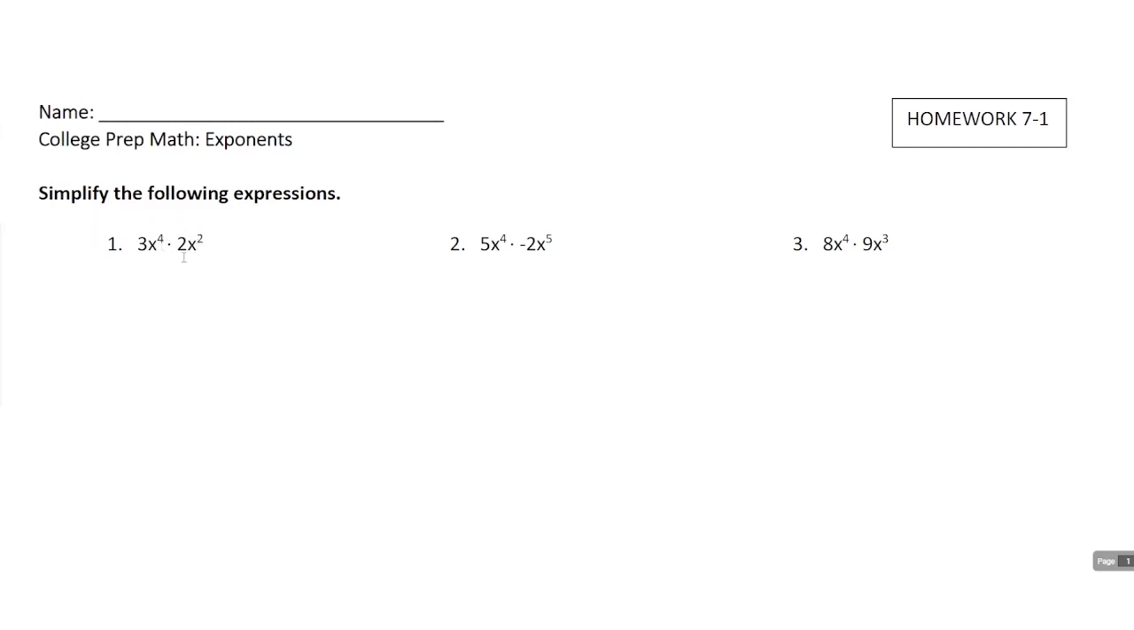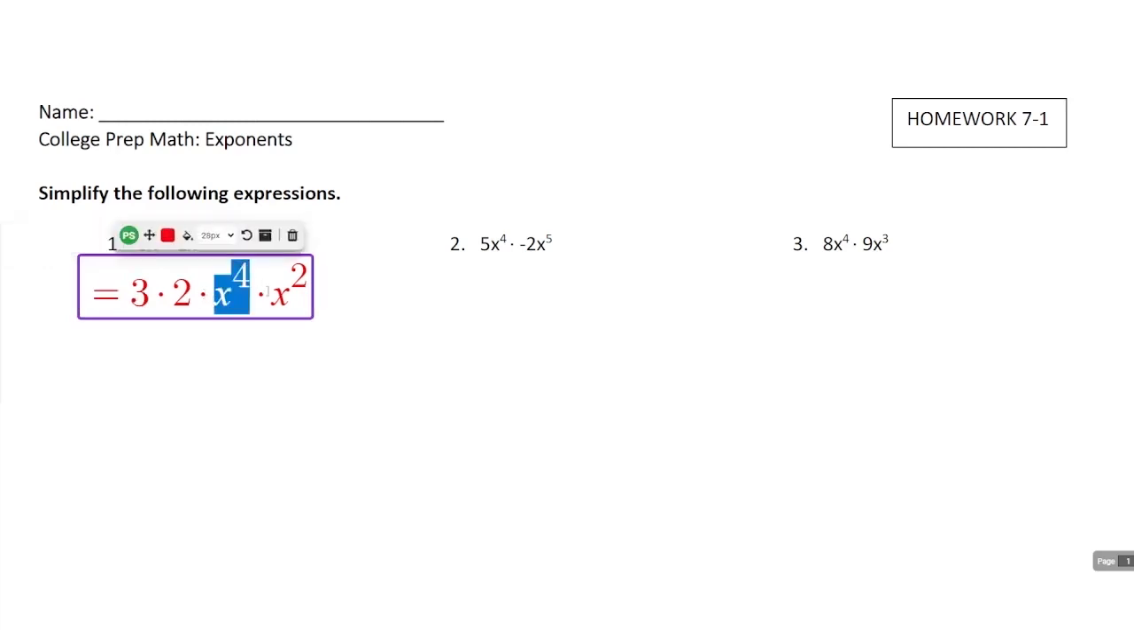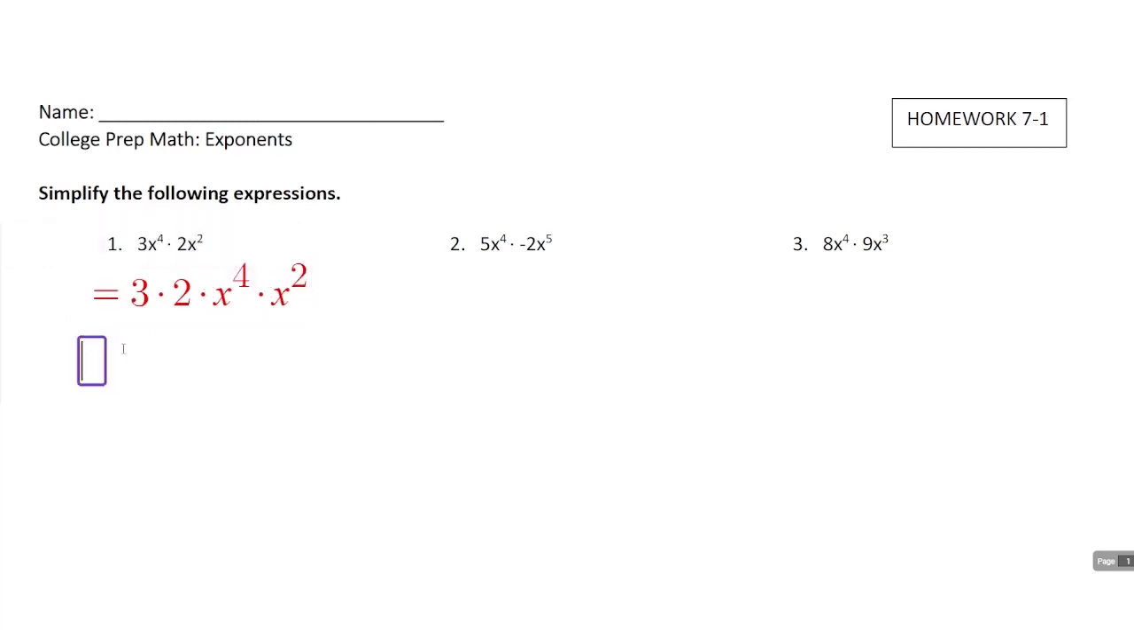So number one says 3x to the fourth times 2x squared. The first step, and I'm going to do this for all of these, is I'm just going to regroup the terms. Multiplication is commutative, so you're safe to do this. 3 times 2 times x to the fourth times x squared. So just rearrange the factors here. Now I'm going to expand any of my exponents. So notice how I've got x to the fourth and x squared. I'm going to rewrite both of those so that I don't have any exponents remaining.